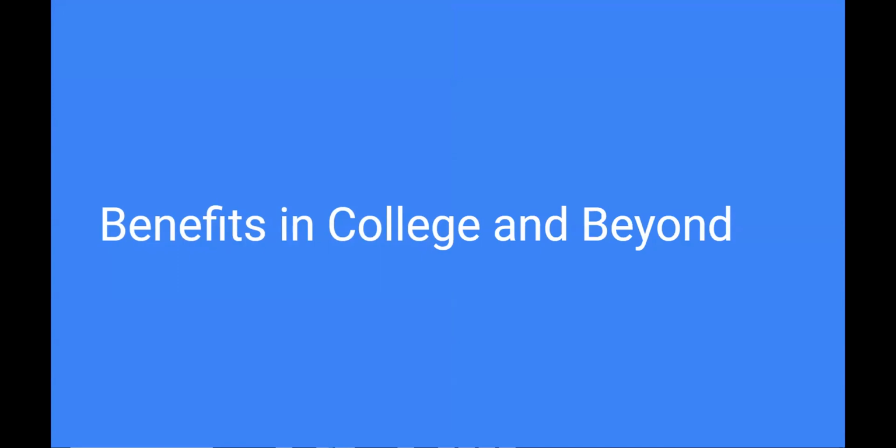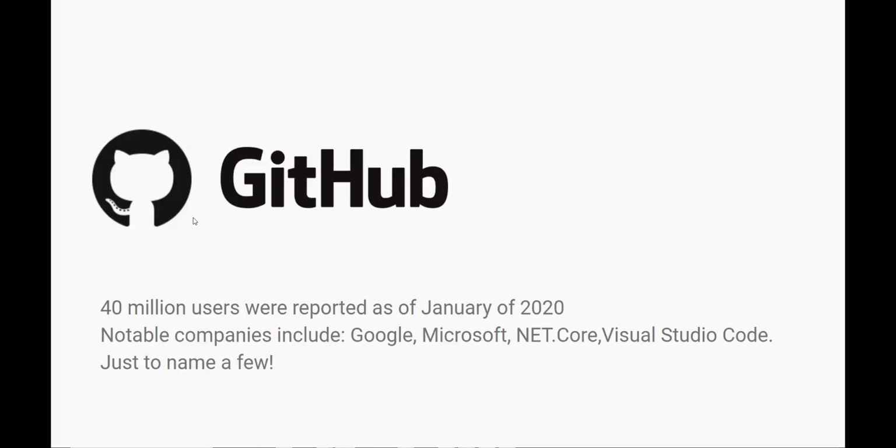Where was I? Oh, gotcha. Okay, so let me explain some of the reasons why GitHub is so popular. As you can see, GitHub has a lot of users, 40 million in total as of January 2020, and it's used by most of the major industries that are focused on software development, and that includes Google, Microsoft, .NET Core, and of course Visual Studio Code.